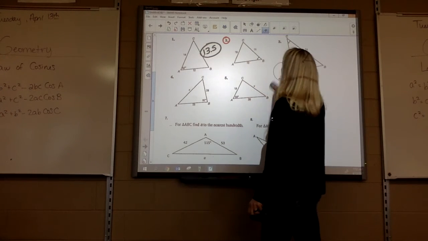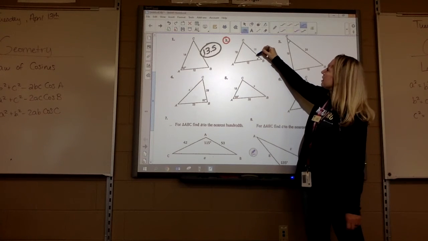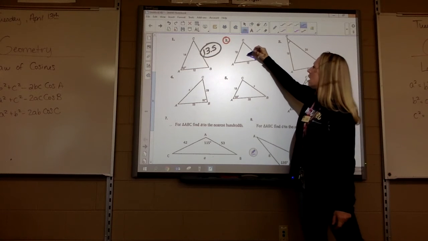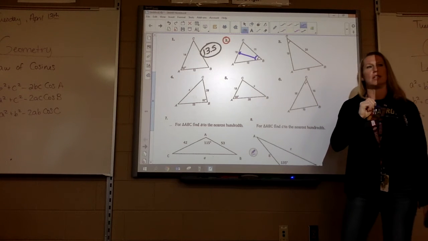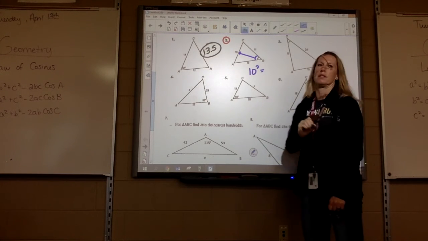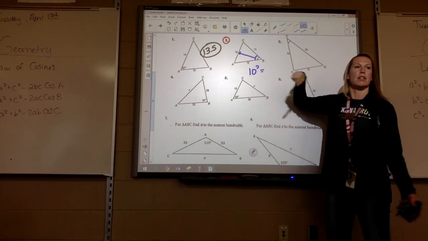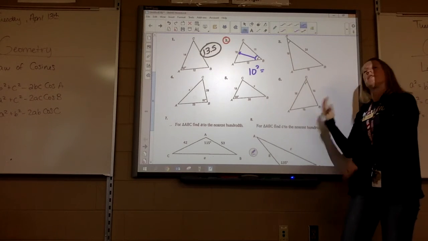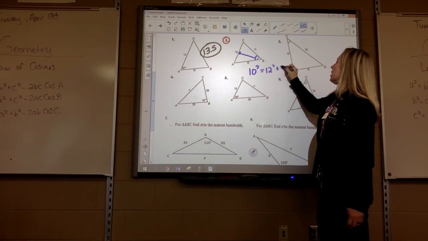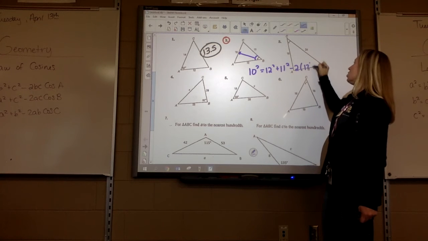Okay, so this is one where we're going to have to use the second button. The angle that I have to find is this angle. So the side you start with has to be opposite that angle. Do you see the 10? That's where I'm going to start. 10 squared equals. Now I use those other two sides, 11 and 12. It doesn't matter if I do 11 squared plus 12 squared or 12 squared plus 11 squared. So 12 squared plus 11 squared minus 2 times each of those numbers.